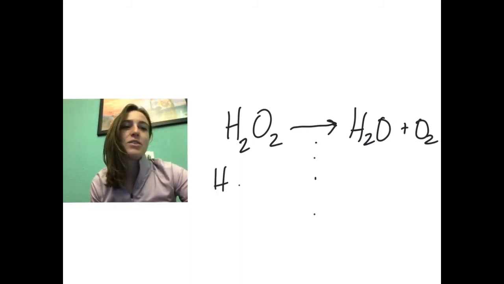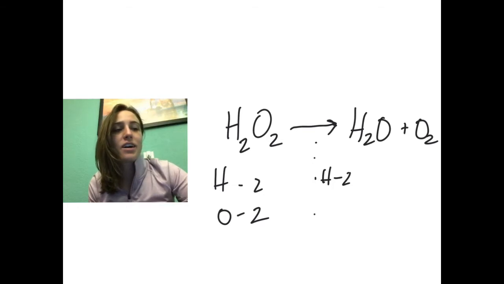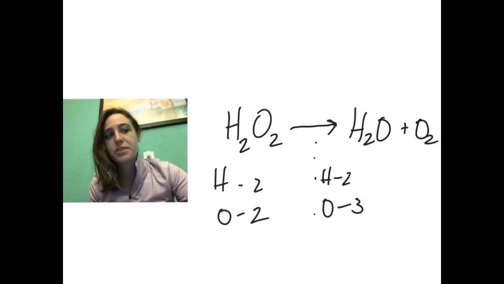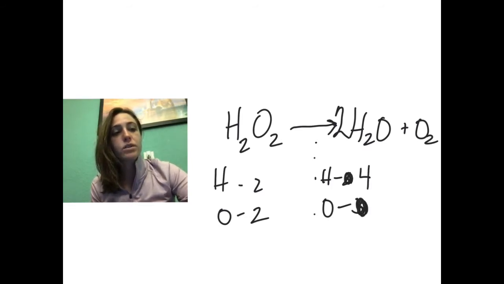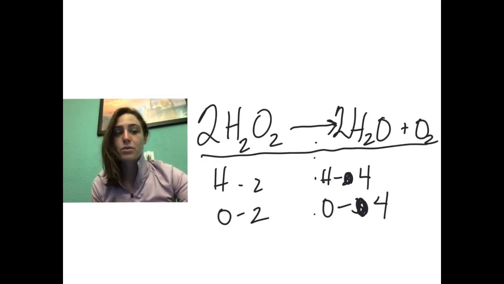We have 2 hydrogens on this side. We got 2 oxygens. And we got 2. And we got 3. So that means I'm going to put a 2 here. And when I do that, I'm going to get a 4. And I'm going to get a 4. So all I have to do here is put a 2 there, and now it's balanced. So this is our balanced chemical reaction.